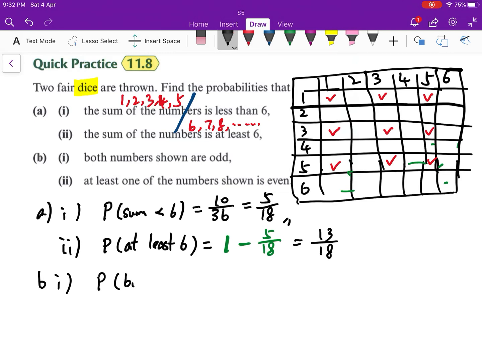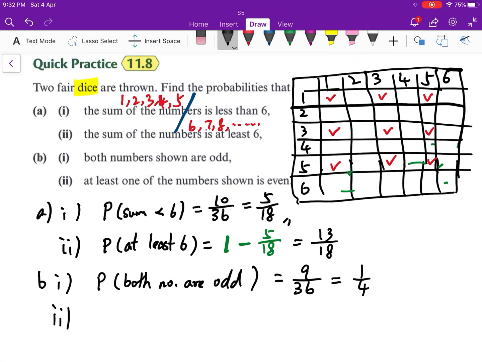So probability of both numbers are odd. Counting the ticks, how many ticks will you have? In total, you have 9 of them. So 9 out of 36. Remember, simplify: 1 over 4.